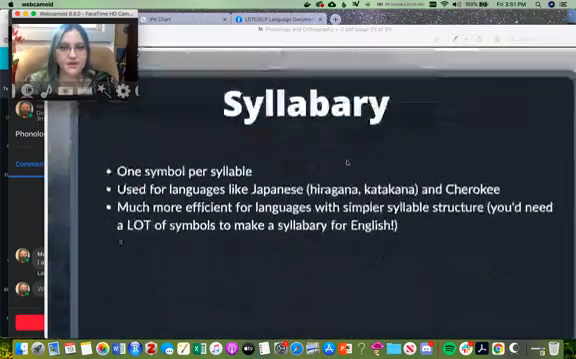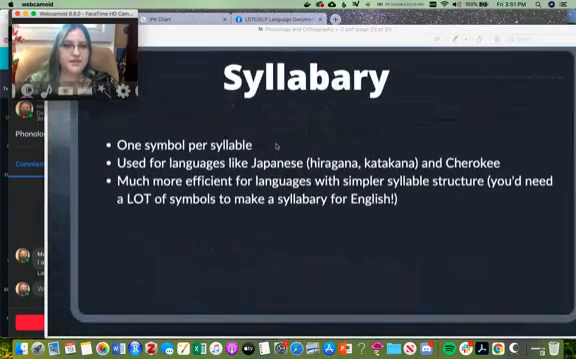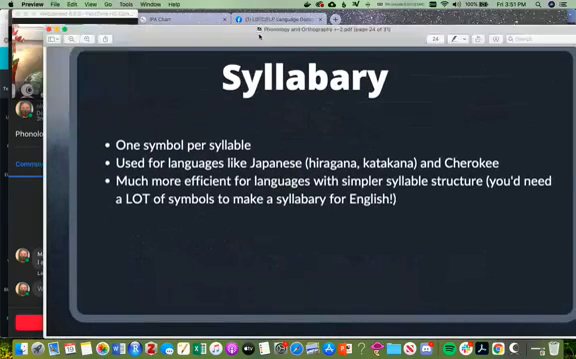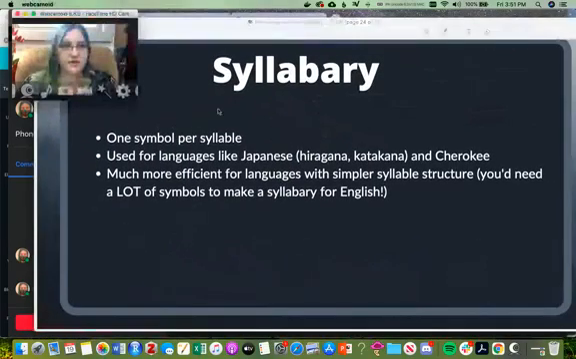A syllabary is a writing system that uses one symbol per syllable. And it's used in languages like Japanese, in hiragana and katakana. It's also used for the Cherokee language, for example. This is a good system to use if your language has a simple syllable structure. So if it's just like consonant, vowel, that's a pretty good candidate for a syllabary.